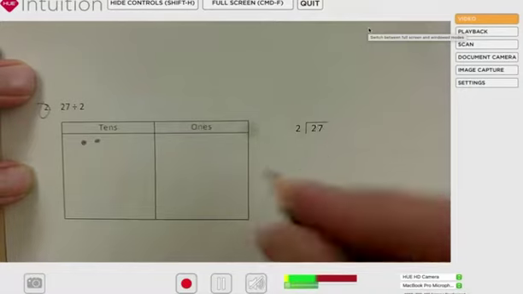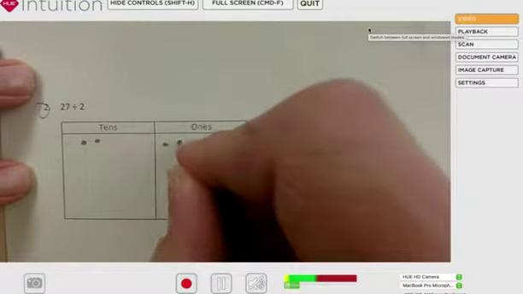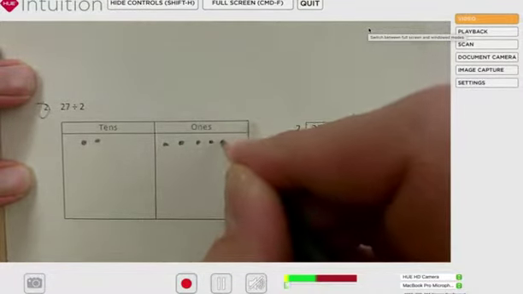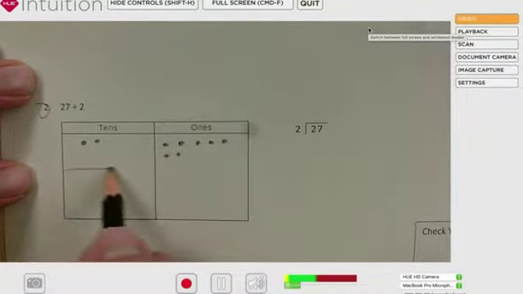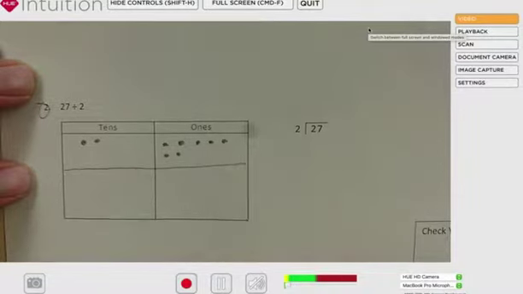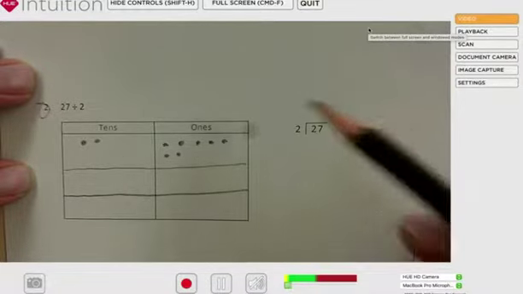How many 1s does it have? Yet again, it has 7. 1, 2, 3, 4, 5, 6, 7. Now, just like before, we're going to put a line underneath. And just like before, we're going to make 2 groups because the divisor is 2.